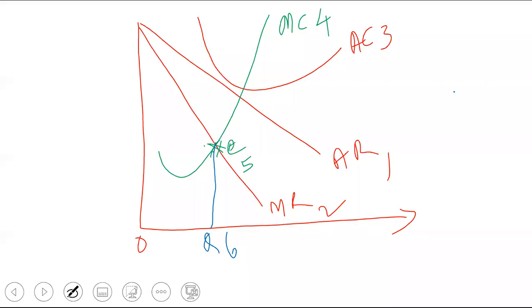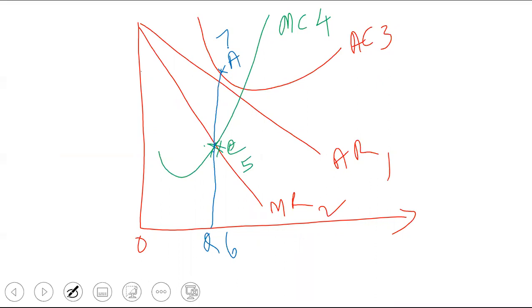Point number six is the equilibrium output. Now take this up, and where it is touching AC, look, that point is A, that is the seventh point. Be very careful where it is touching AC.